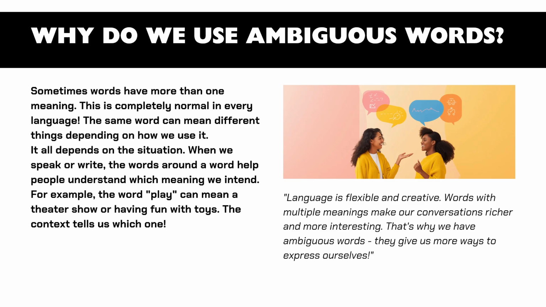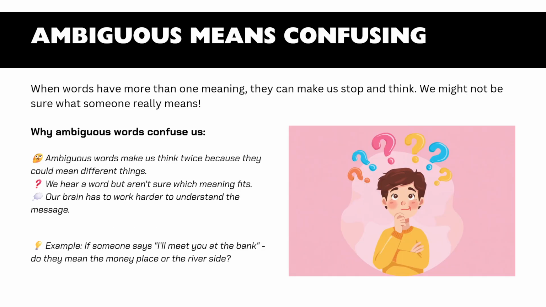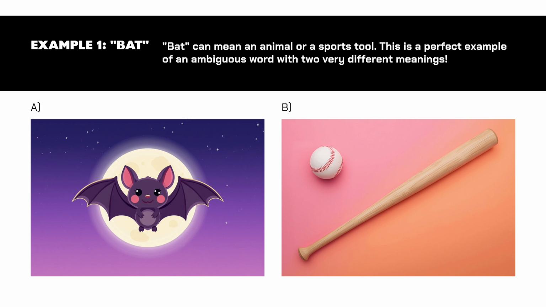You might wonder, why do we even use ambiguous words? Well, sometimes words naturally have more than one meaning. It all depends on how we use them in our sentences. Here's the thing. Ambiguous words can make us stop and think twice. We might not immediately know what someone really means. And that's okay. Let me give you a fun example.